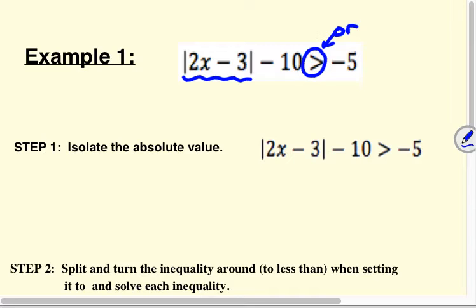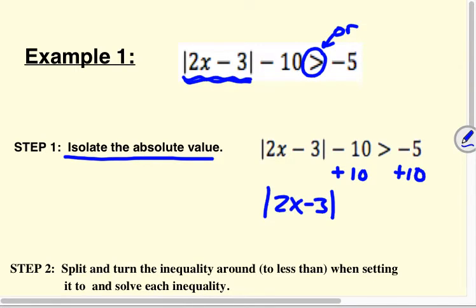But you have to isolate. Right here it says isolate the absolute value. We have to get this by itself. So that's the first thing we do. We add 10 to both sides. And I get 2x minus 3 is greater than positive 5. Okay, good. First of all, this is positive over here. That's good. We have this isolated. Now we can really look at the symbol and see if it's going to be an and or an or statement. In this case, it will be an or statement.